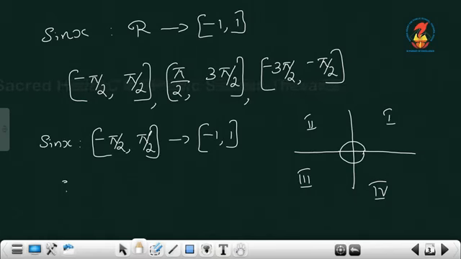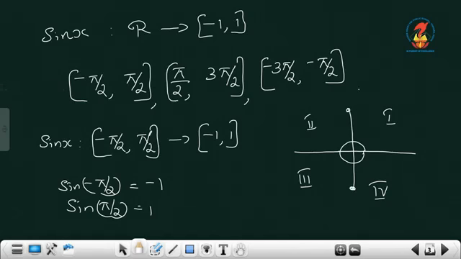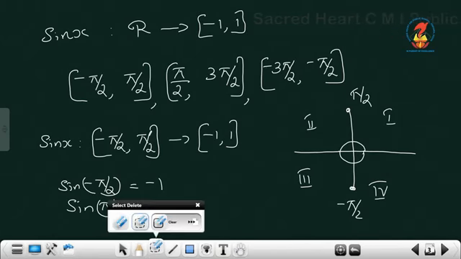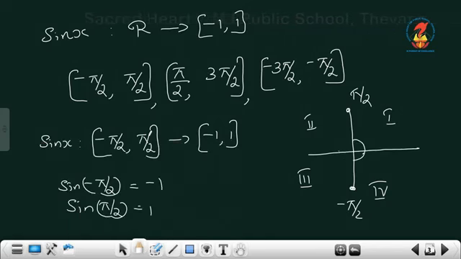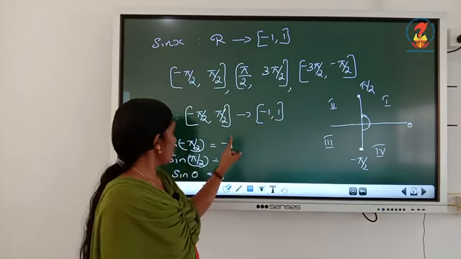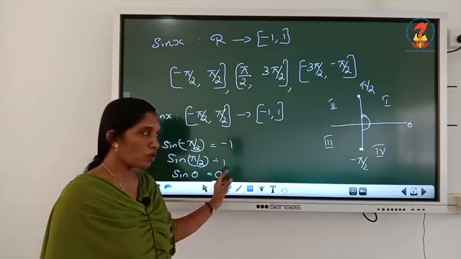So what is sine minus 90? Sine minus pi by 2 is equal to minus 1. Sine pi by 2 is equal to 1. So we get these two values. Then in between, look, minus pi by 2 to pi by 2: minus 90 to 0, then 0 to 90. So this is the interval. Then here we have 0. What is sine 0? Sine 0 is equal to 0. So look, in this interval we get minus 1, we get 1, then sine 0 is 0 in between.